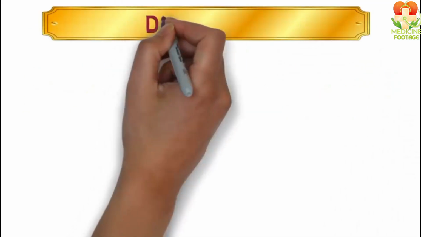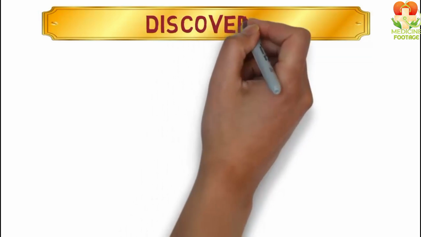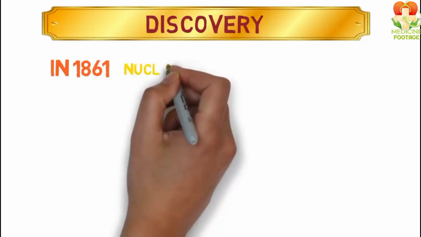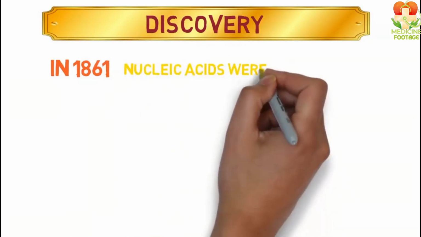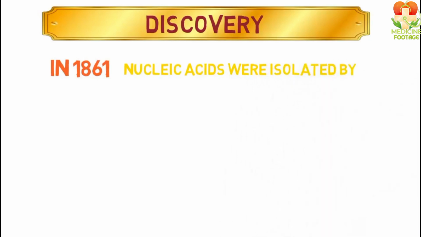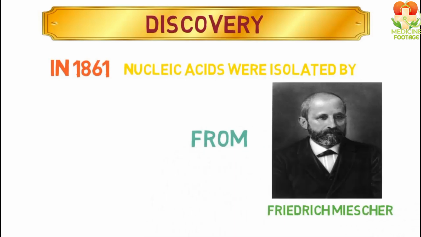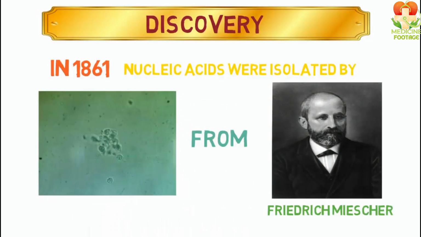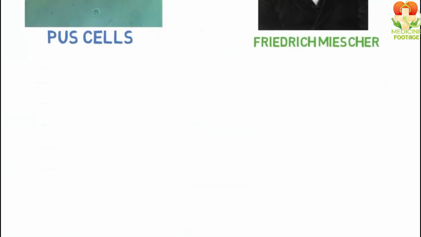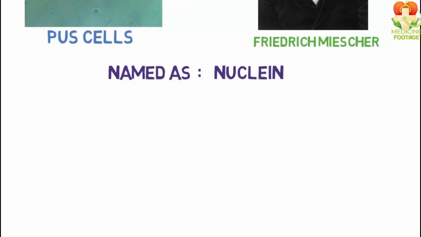Now we come to the discovery of nucleic acids. How were nucleic acids discovered? Friends, first in 1861, there was a scientist. He isolated nucleic acids. The name of this scientist was Friedrich Miescher. He isolated nucleic acids from the pus cell. Then he named it nuclein.